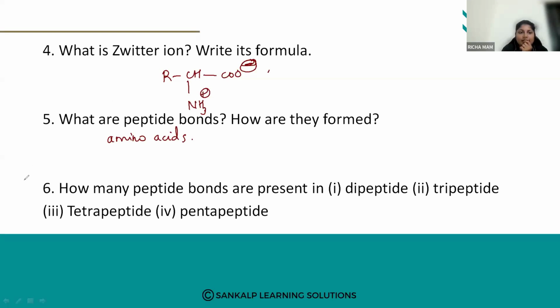So again, one time I'll repeat. What are peptide bonds? The bonds which are formed by the condensation of amino acids with the elimination of water molecule are called peptide bonds.